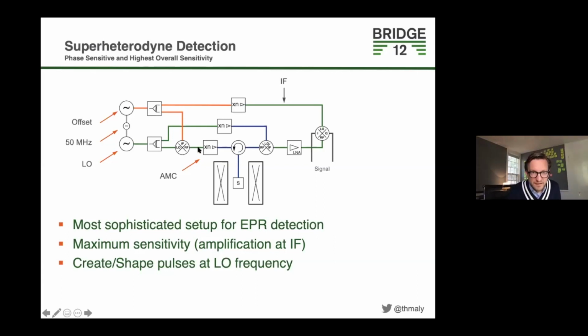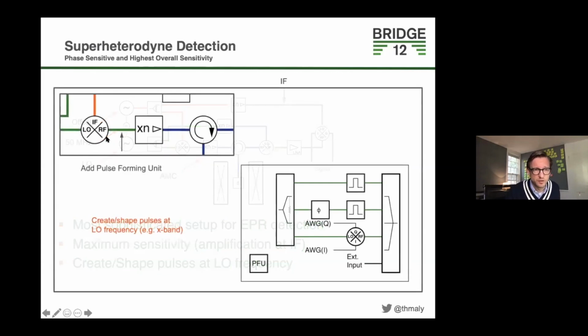So the key becomes here. The pulse is generated at a low frequency. So the key is here. If we take a little bit closer look at this, then you see at this point we can add what's called a pulse forming unit. And this pulse forming unit can have pin switches, for example. Here you can have 2 pin switches with a phase shift.